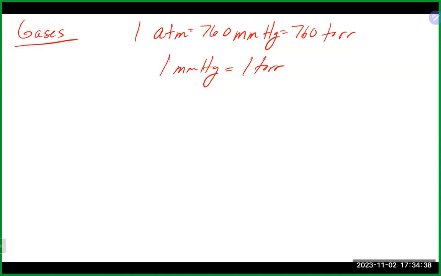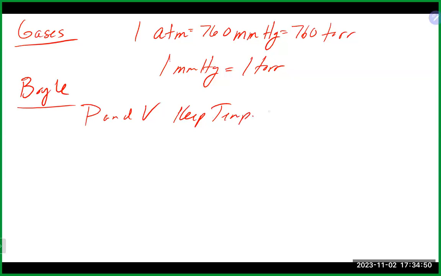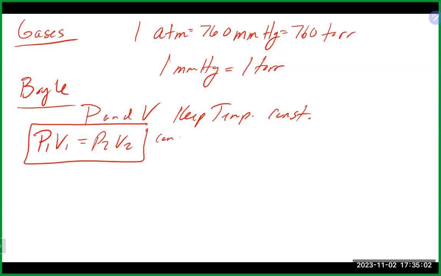We got into the first gas law there, which is Boyle's Law, and Boyle looked at the relationship between pressure and volume, keeping temperature constant. And what he saw was this relationship of P1 V1 equals P2 V2. Here again, the pressure on either side could be any unit as long as they are the same. Same thing with the volume here. It could be really any unit as long as it's the same unit on both sides.